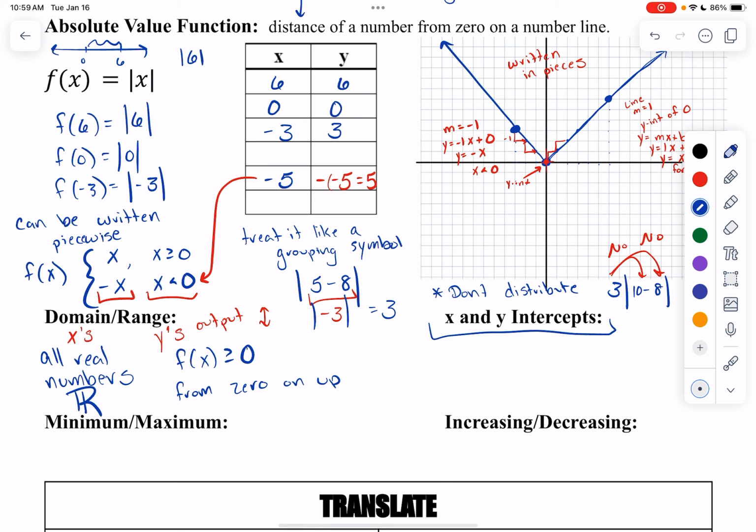Okay. X and y intercepts. Again, x and y intercepts are where it crosses the x and y axis. The only place it ever crosses is here at 0, 0, which we call the origin. So it has an x-intercept at x equals 0 and a y-intercept at y equals 0.